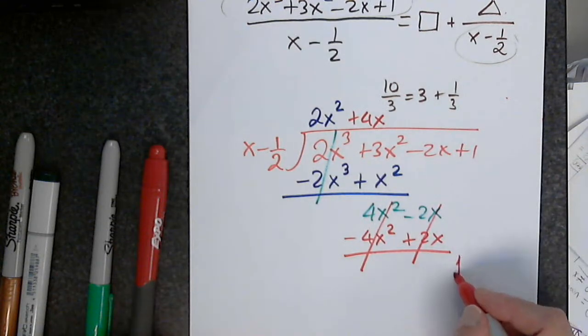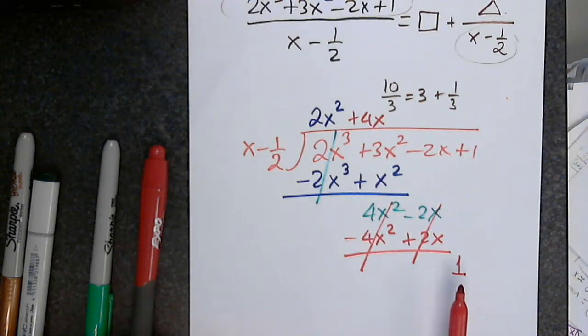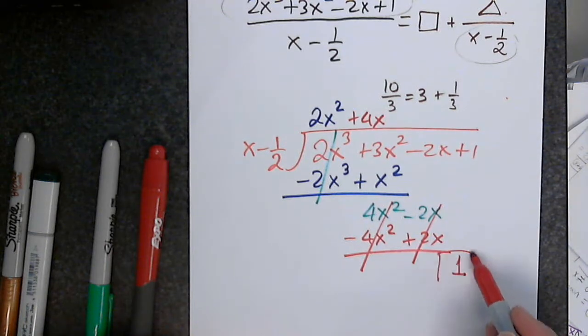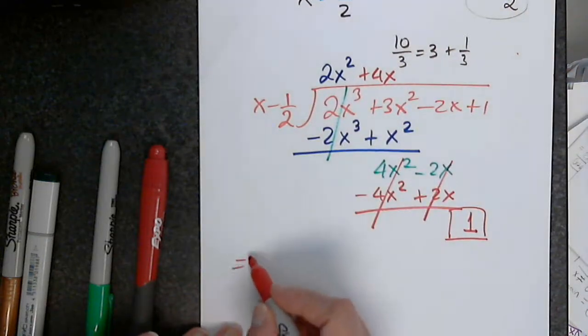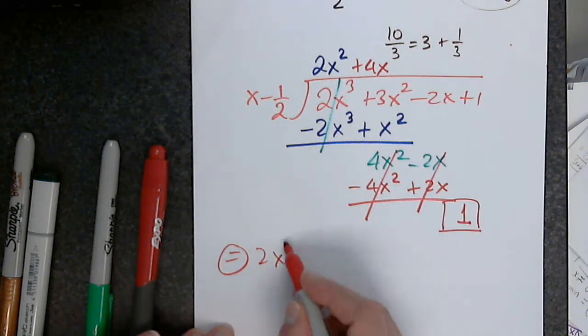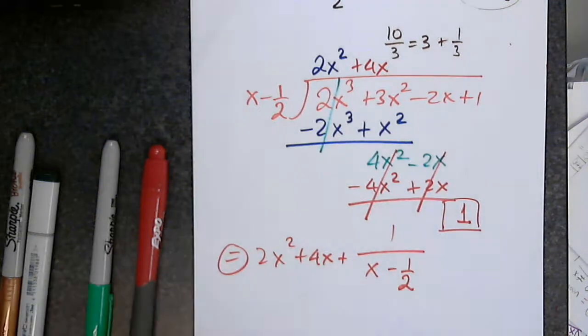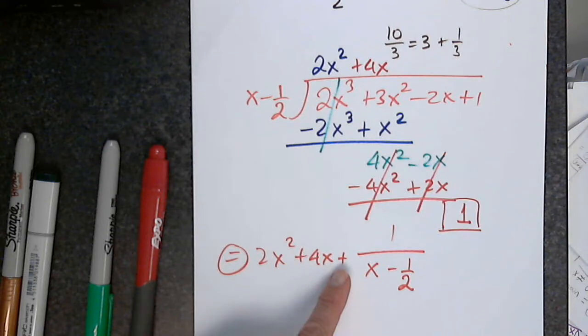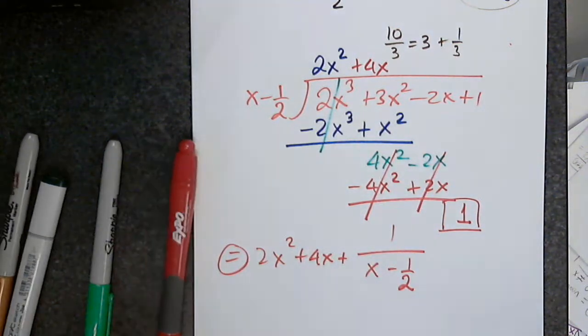I bring down the next in line. But x times what is 1? I have to stop. So I cannot. This is the remainder. We can check. We'll check in a minute. So from here, how do I write the final answer? And then we'll check it. Yes, x minus 1/2. Okay, so now remember the plus has to be in front of the fraction line. And the remainder is at the top and the divisor in the denominator.